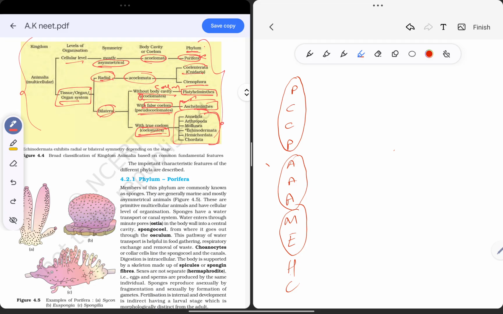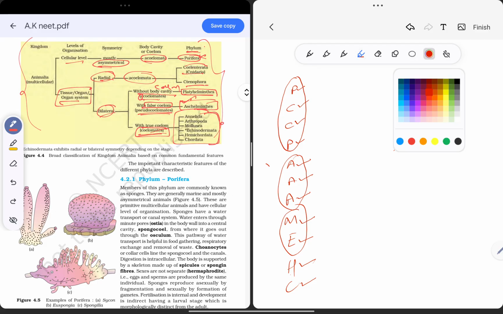So P means Porifera, C means Coelenterata, the other C is Ctenophora, this is Platyhelminthes, Aschelminthes, Annelida, Arthropoda, Mollusca, Echinodermata, Hemichordata, Chordata. So try to remember this code.